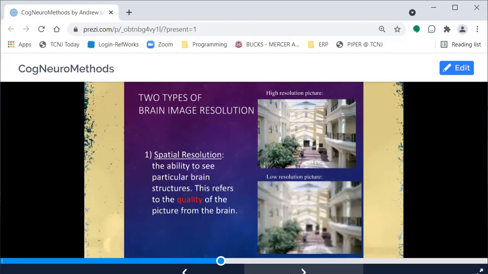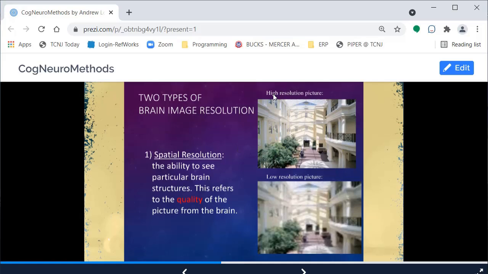There are two types of resolution. One is called spatial resolution, like three-dimensional space. This is our ability to identify particular structures, that the signal is coming from a particular structure. I'll give you an example here. You're familiar with this concept, even though you may not know it as spatial resolution.